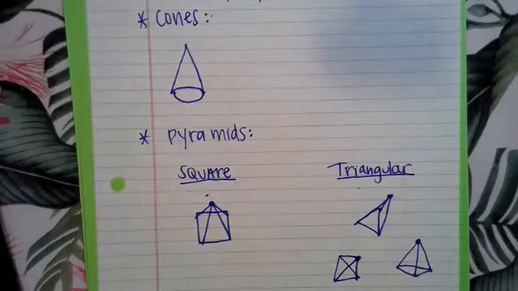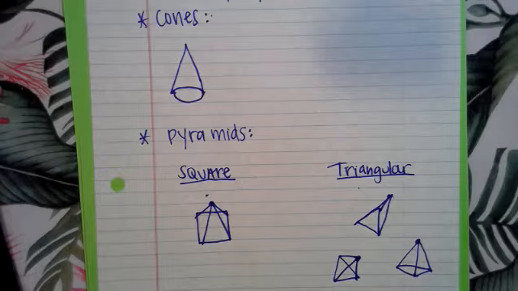Hey everyone, so in this video, we are going to talk about the volume of two unique, you could say pointy in some parts, shapes, and that's cones and pyramids. And if there are two three-dimensional figures that Miss Walker sucks at drawing, it is cones and pyramids. So I did my best.